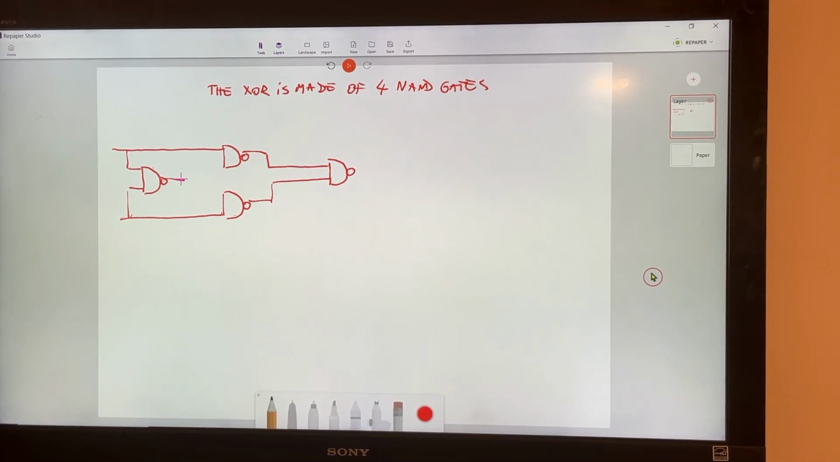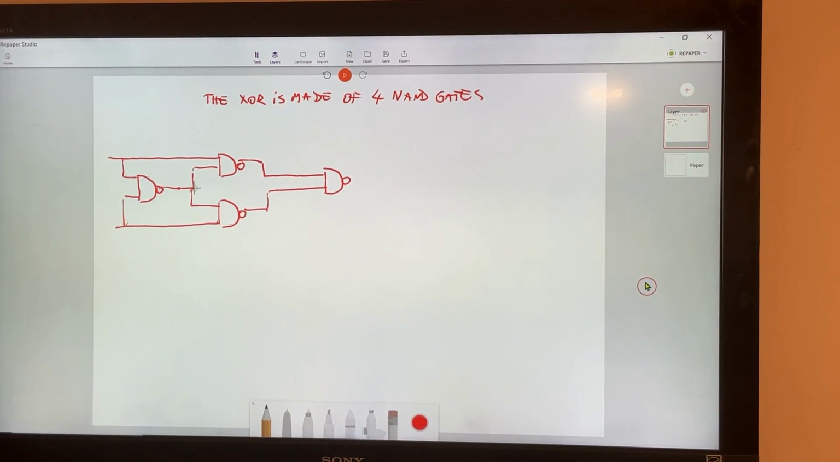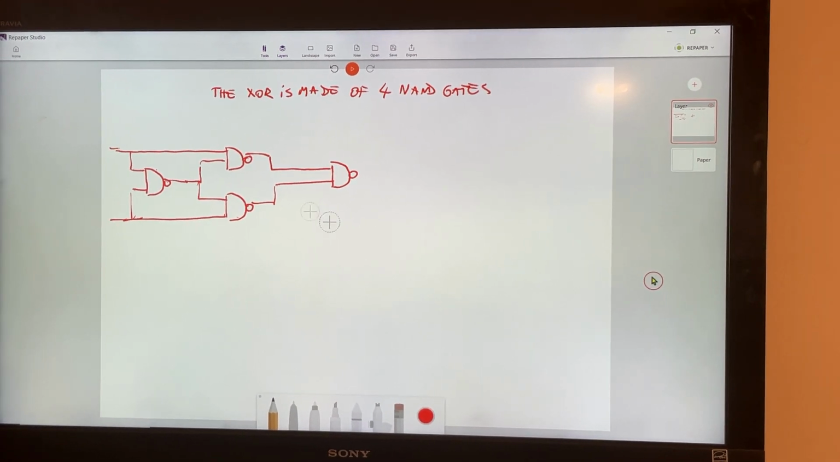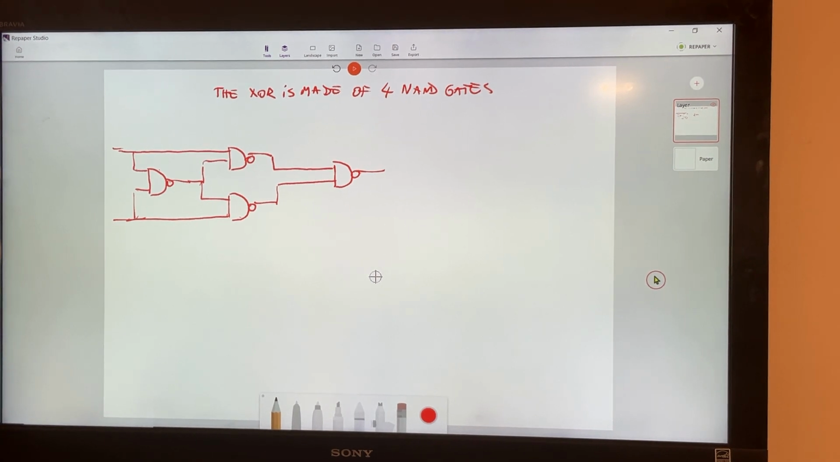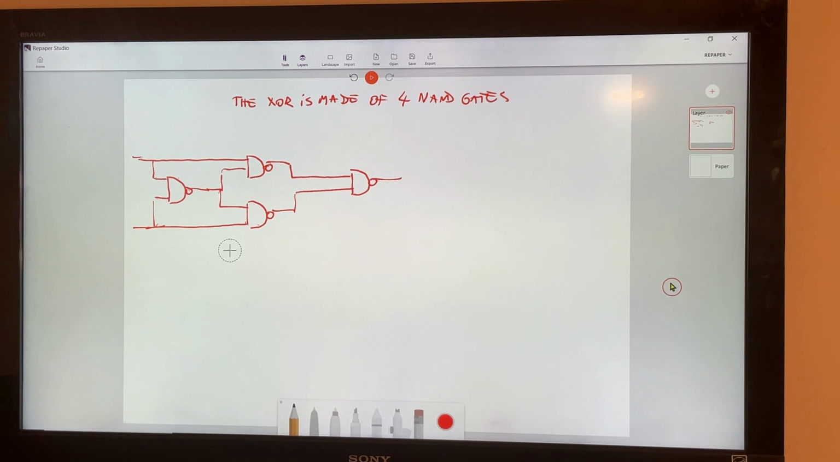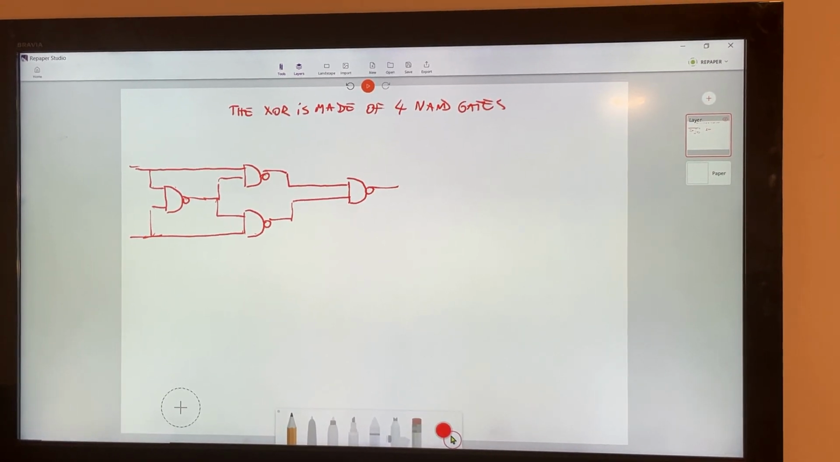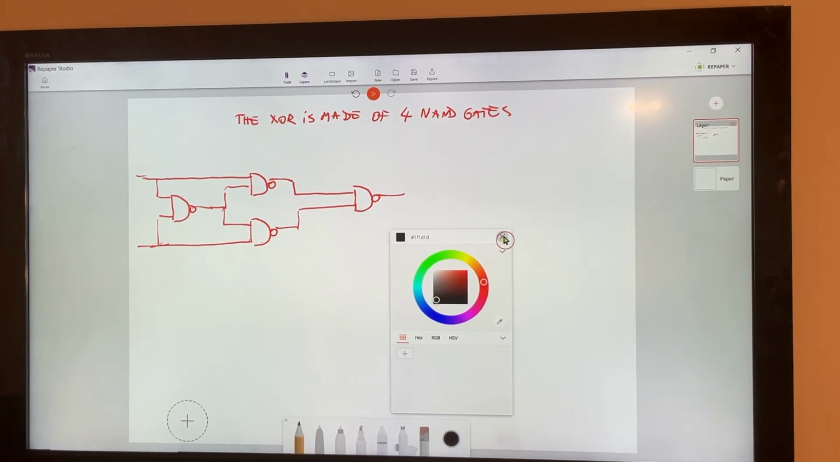Finally, this one. So this is what's inside an exclusive OR gate. It is the new function we're going to discover right now. Just give me a second to change the color.